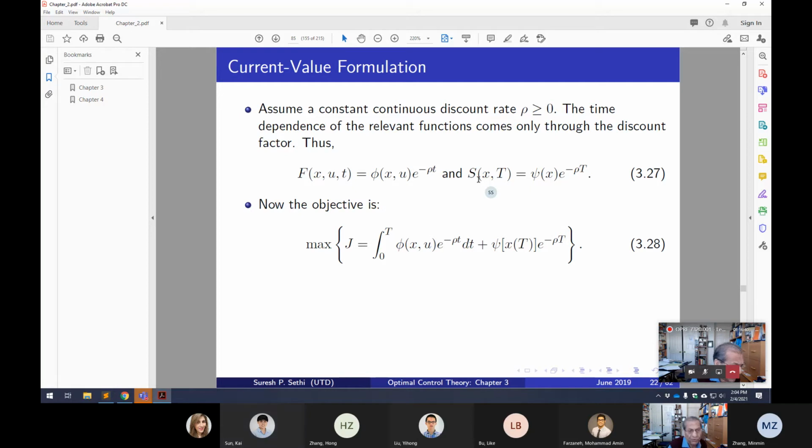Suppose I put small t equal to 0. Okay. So that's the beginning, okay? If I put small t equal to 0 and small x to be x0, which is the initial value, then V of x0 comma 0 is exactly J star. That is the optimal value of the objective function at time 0.